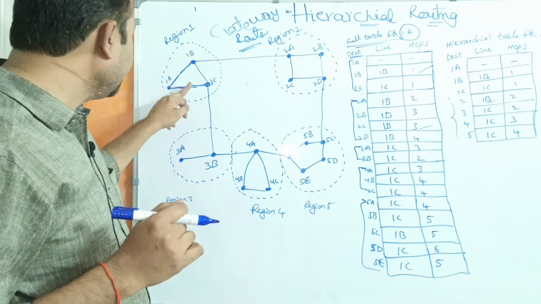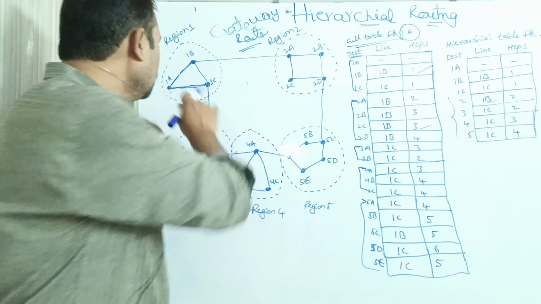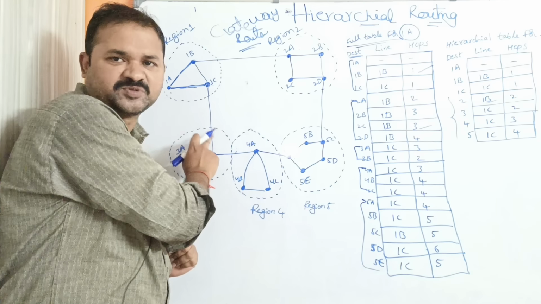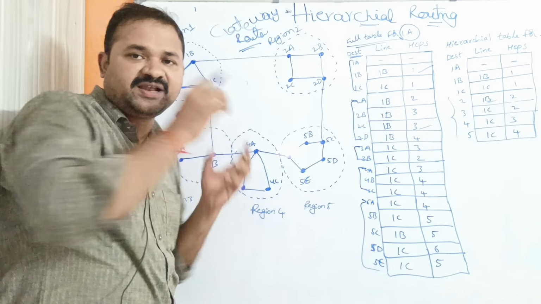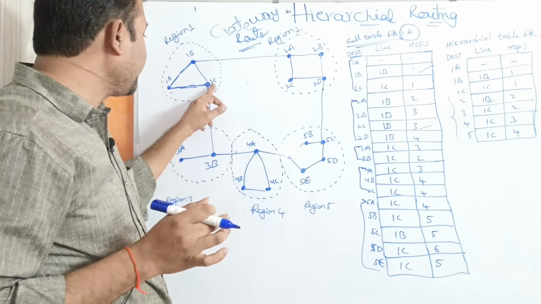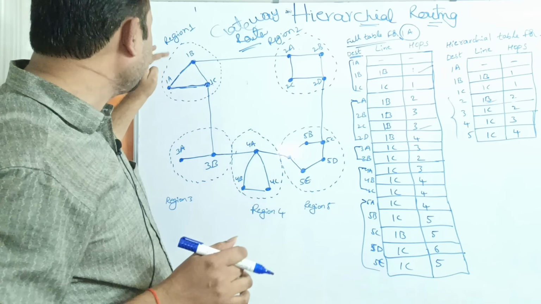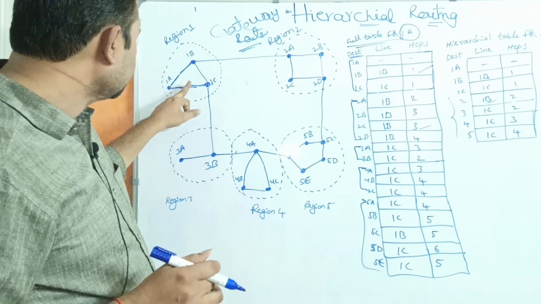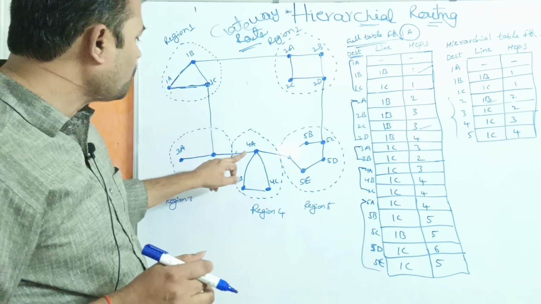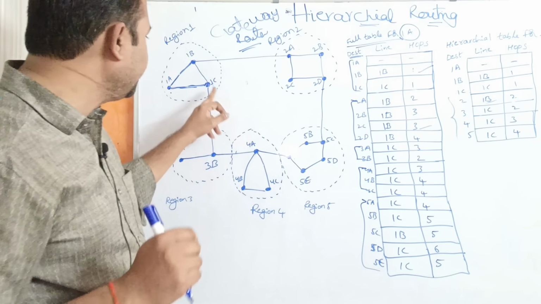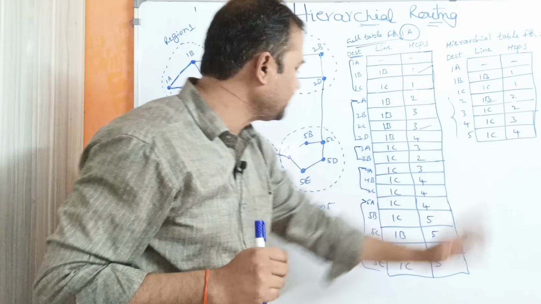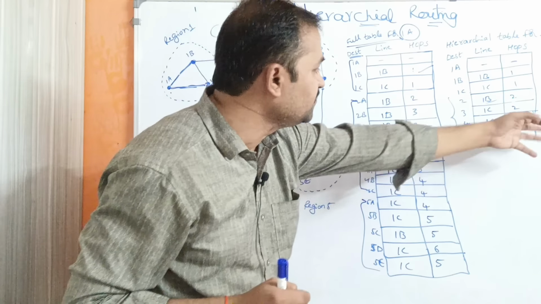Next, 1A to the third region. How many hops are needed? 2 hops are enough, so that we reach the third region. Via which router? 1C. So 1C, 2 hops. Next, 1A to the fourth one: first hop, second hop, third hop. 3 hops are needed via 1C. Next, the fifth one, via 1C, 4 hops.